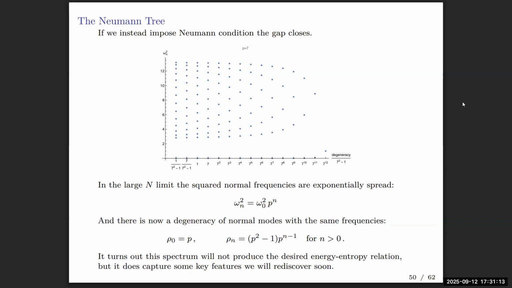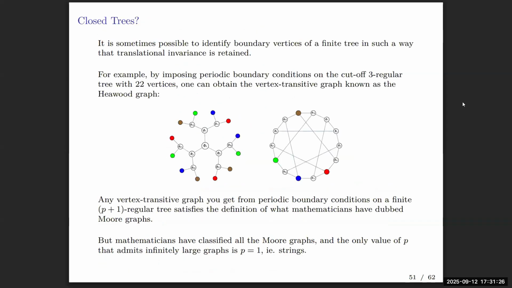So my point is that you don't get degeneracies if P is not a square. If you take the square root of some exponentially growing numbers, generically you get a bunch of irrational numbers that are not going to produce degeneracies. So we don't quite have the right answer.